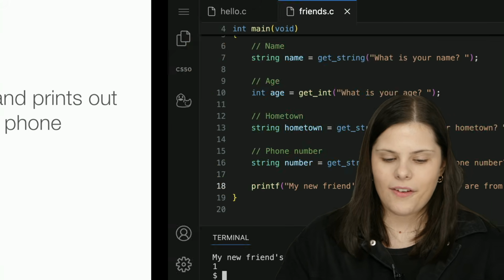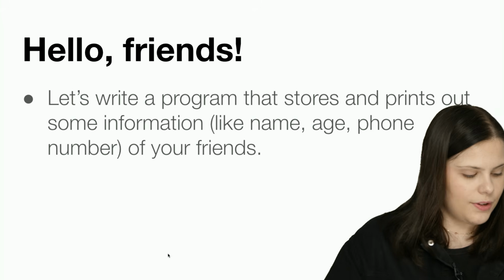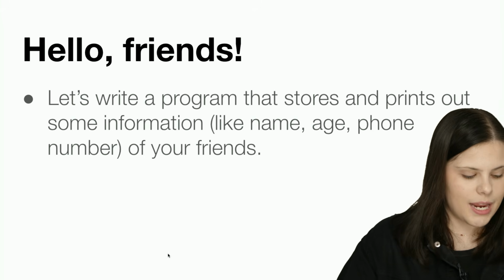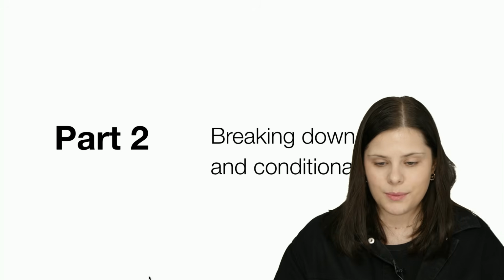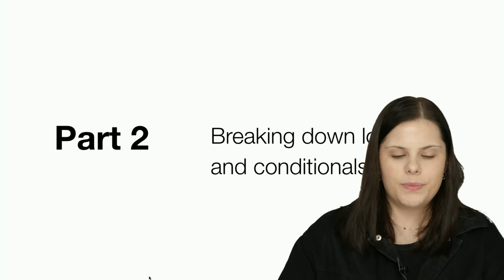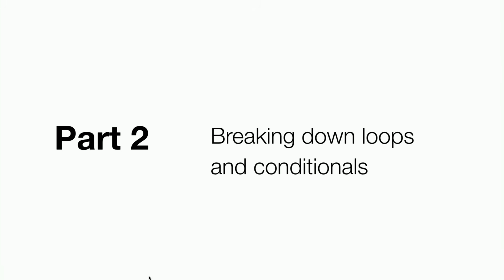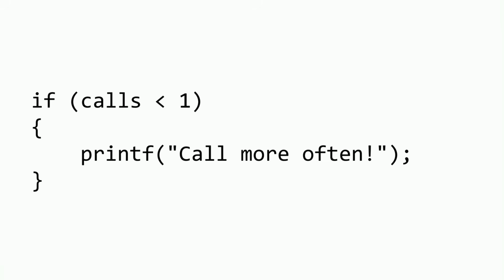Okay. All right, let's move on. So we've talked about return types and printing. Now let's go into our next part, loops and conditionals. Let's talk about conditionals first. So you might see something like this. If calls less than 1, printf call more often. But what is actually going on here?